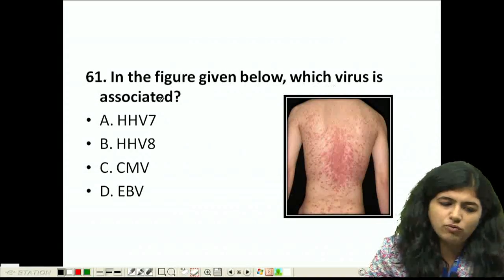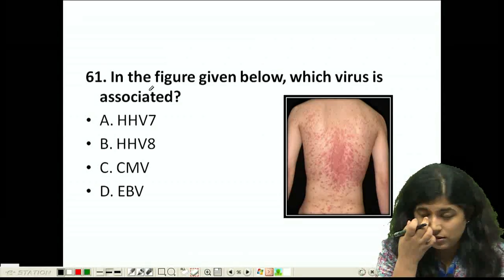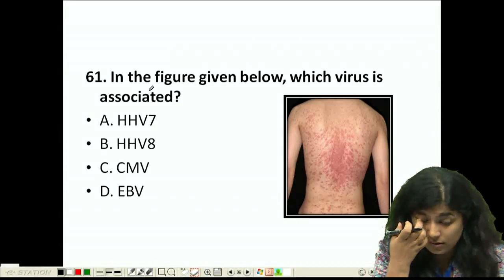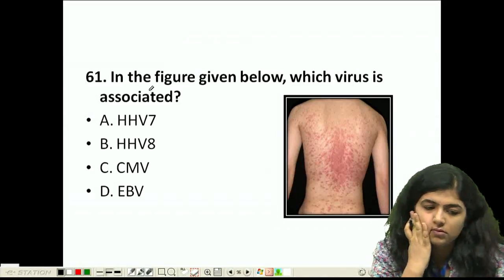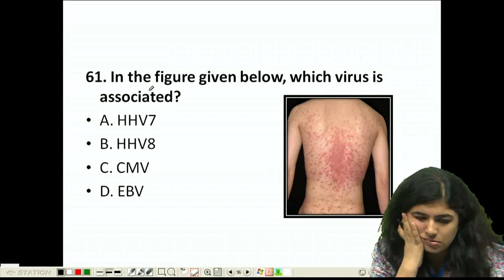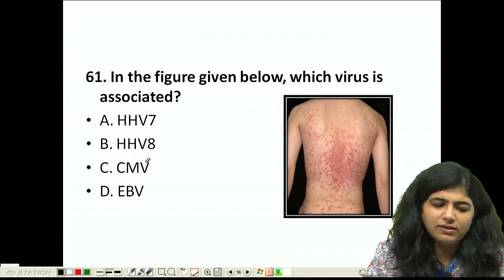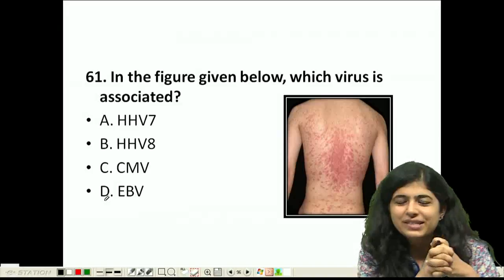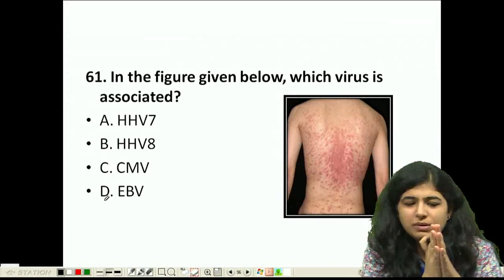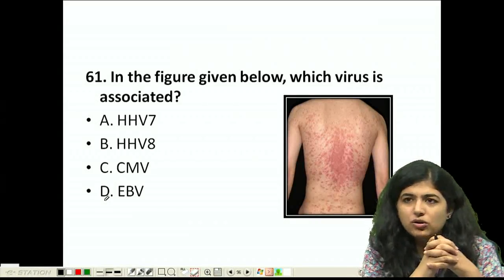In the figure given below, which virus is associated? HHV 7, 8, CMV, EBV. You will tell it only after you tell me the diagnosis. So, tell me the diagnosis.